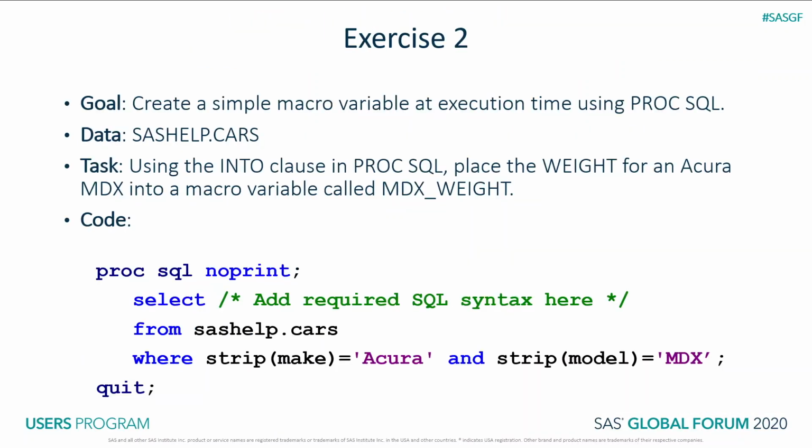For our second exercise, we're going to create a simple macro variable at execution time, this time using PROC SQL. Once again, we're working with the sashelp.cars dataset, but this time we'll be looking to get the value of weight for the Acura MDX and place it into a macro variable called MDX_weight, and we'll use that INTO clause from PROC SQL. You'll see that we're provided with some PROC SQL code. All we have to do is complete the select clause here and store the value of weight into a macro variable called MDX_weight. Let's switch over to our SAS session.